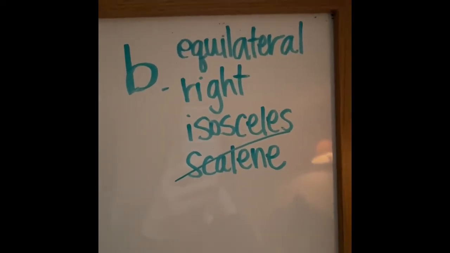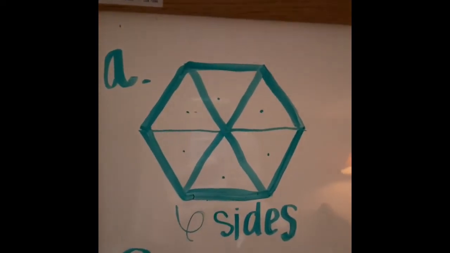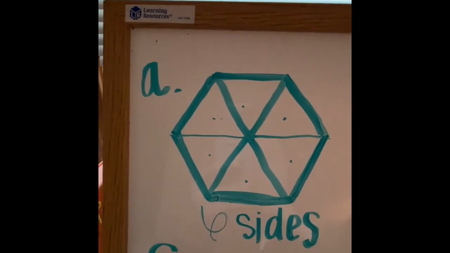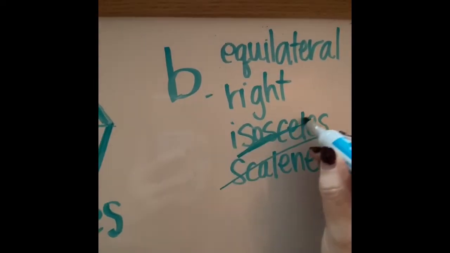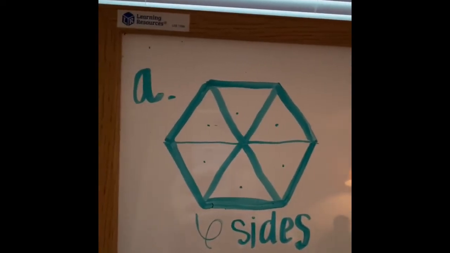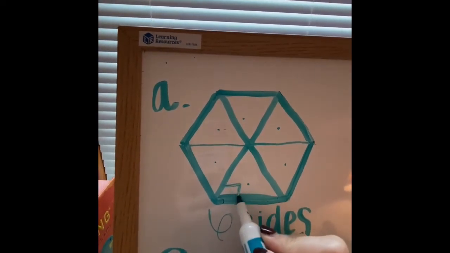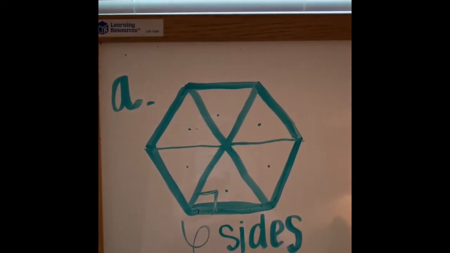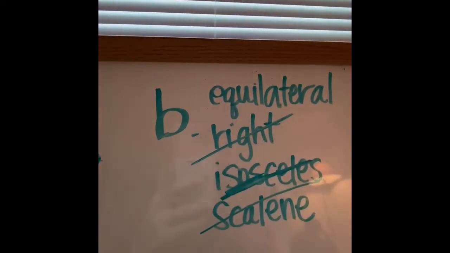Isosceles has two equal sides. Well, I definitely see two equal sides, but I think I see more than that. So it has more than two equal sides, so it can't be isosceles. Does it have any right angles to it? Let's see, if I made a square. Oh, that doesn't look like a square. So it's not a right triangle.